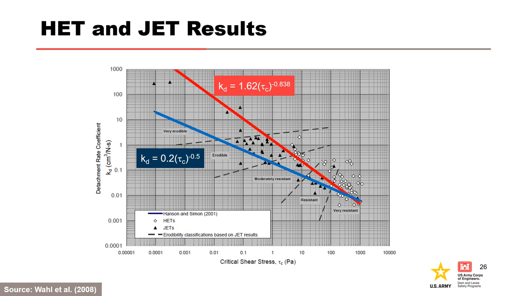The results of 61 laboratory hole erosion tests and 47 laboratory and field jets performed by Reclamation since 2007 are plotted on this figure. Although the hole erosion tests in general exhibit lower detachment rate coefficients and higher critical shear stresses, both sets of data generally follow the best fit line proposed by Hanson and Simon 2001 for jet results, as shown in blue. The red line is the updated relationship based on additional jet testing from Simon et al. 2011. As previously mentioned, erodibility coefficient and critical shear stress are inversely related, and their values vary over several orders of magnitude for compacted soils.